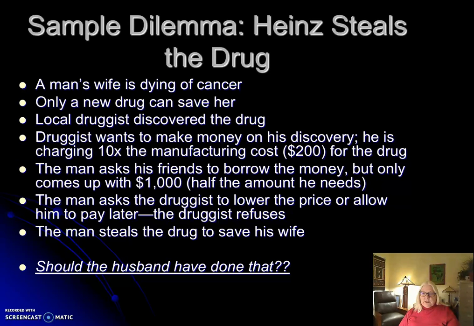Should the husband have done that? That's the dilemma under consideration. So this kind of dilemma, which is a dilemma based on fairness and justice, is the kind of dilemma that a person answers, and according to the responses, could be categorized into a particular stage. These are the kinds of dilemmas that Kohlberg used also when he was developing this theory.